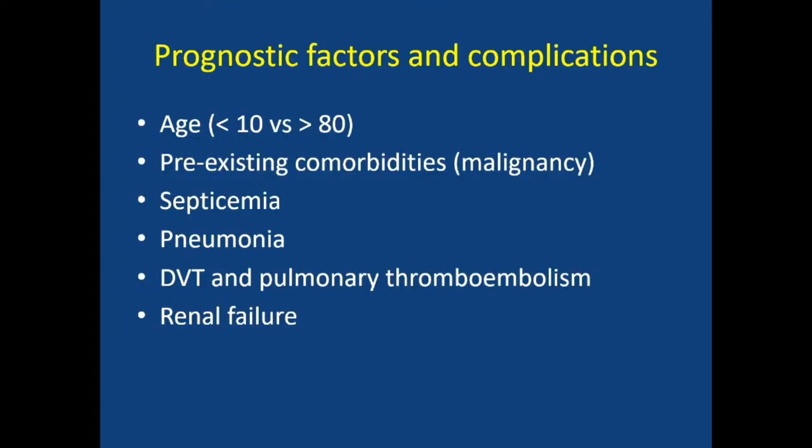Then, as discussed before, age is an important prognostic factor, and pre-existing comorbidities like malignancy and kidney injury are important prognostic factors. During inpatient stay, they are likely to develop certain complications. The most likely complication, especially in an Indian setting, is septicemia. Most often these patients are referred late to us. They come invariably after 24 to 48 hours. They would have used indigenous medications. They would not have practiced barrier nursing. So they invariably present with septicemia.